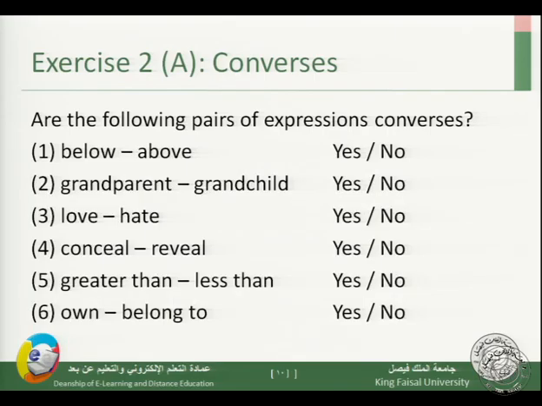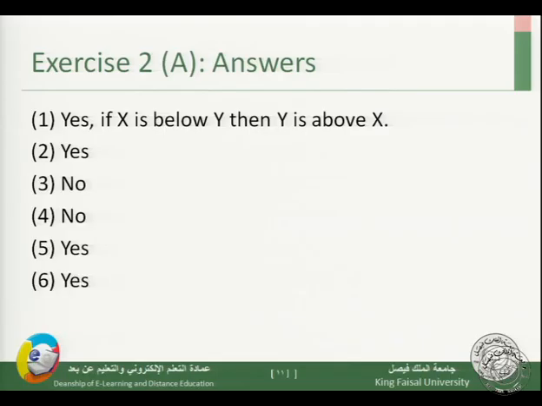5. Greater than and less than. If I have an amount greater than someone else, that means someone else has an amount less than me. So greater than and less than can work in both directions, and this means these are converses. Own and belong. If I own a pen, does this mean the pen belongs to me? Yes. So these are converses. Here are the answers, and hopefully you reach the same results. If not, go back to our discussion and see where you made your mistake.